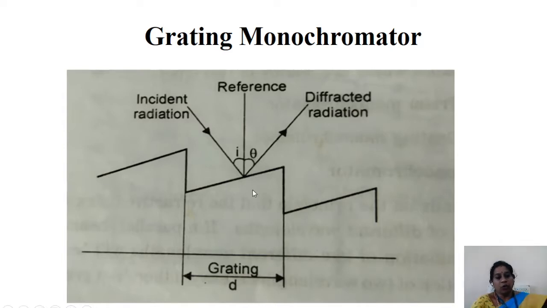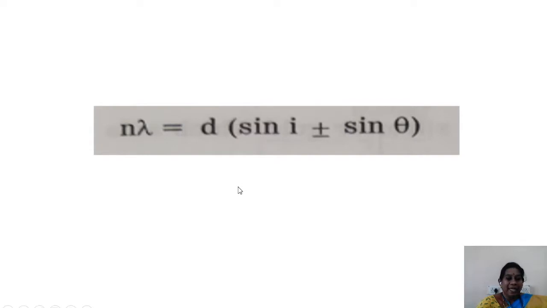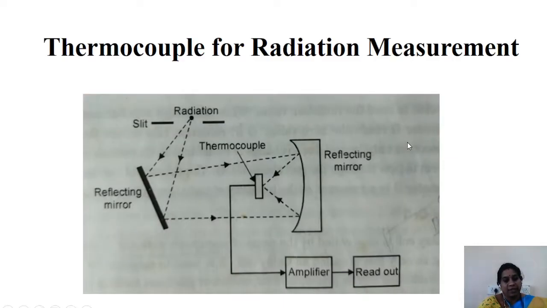It follows the following mathematical relation: nλ = d(sin i ± sin θ), where n is the order of the grating, λ is the wavelength of radiation, d is the distance between the grooves, i is the angle of incidence, and θ is the angle of dispersion.